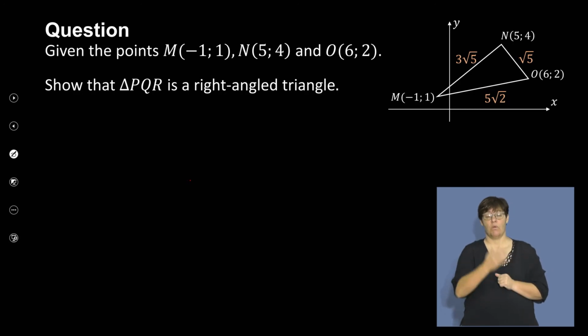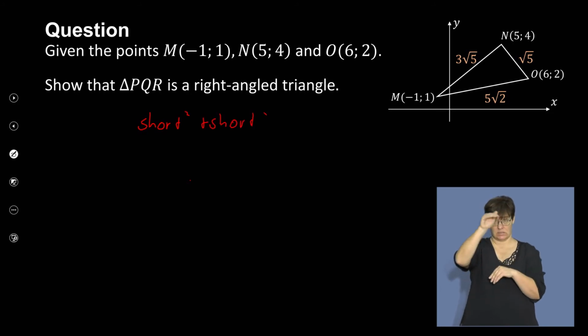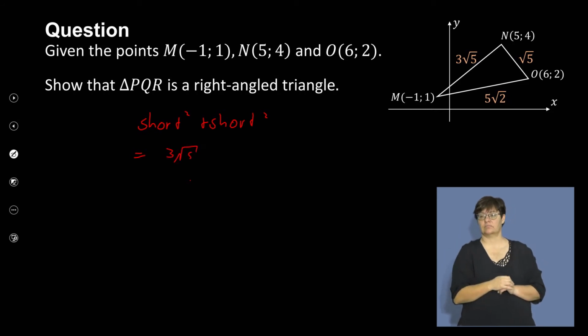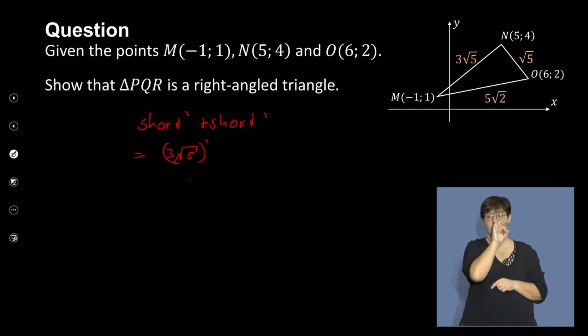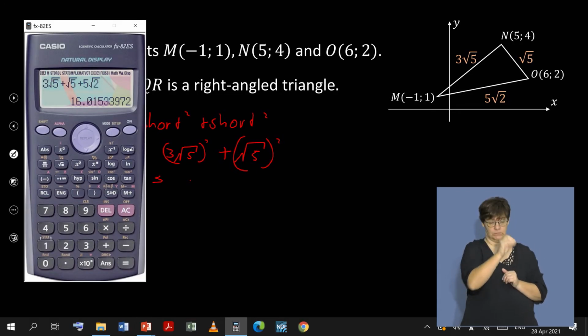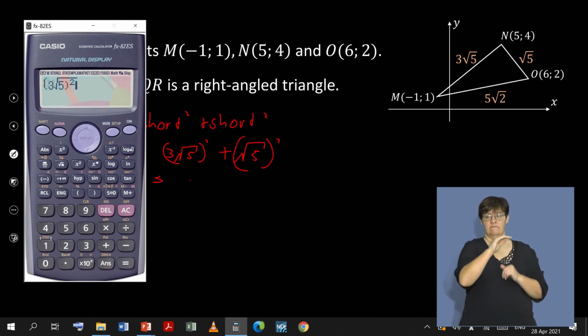So I know that Pythagoras is the short side squared plus the short side squared. All right, and so that's what I'm going to do: the one short side squared, and I'm going to add the other short side squared. I'm going to take out my calculator and put this into my calculator. I'm going to go 3 square root 5 squared. Oh, what happened there? Let's go back.